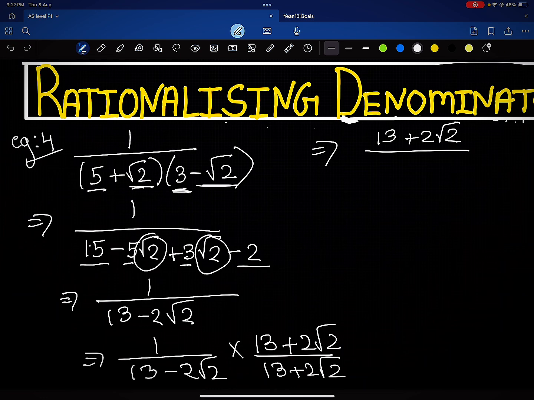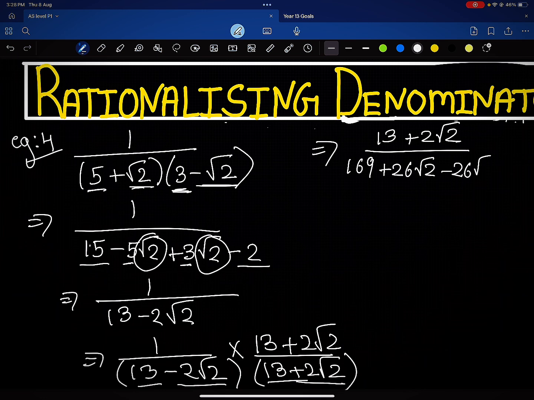solve these brackets. So 13 times 13 will give me 169. Then 13 times positive 2 root 2 will give me plus 26 root 2. Then minus 2 root 2 times 13 will give me minus 26 root 2. And minus 2 root 2 times positive 2 root 2 will give me -8.